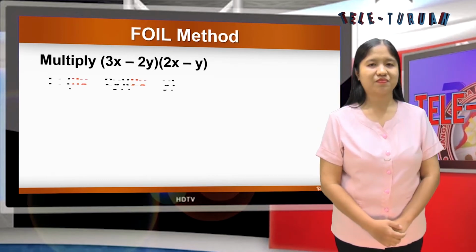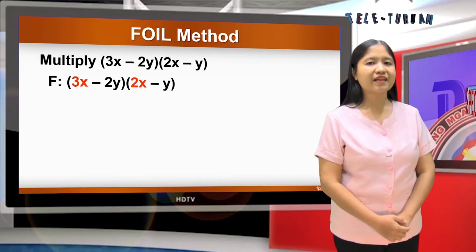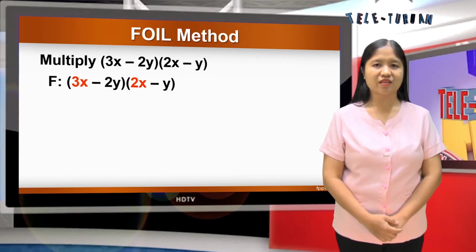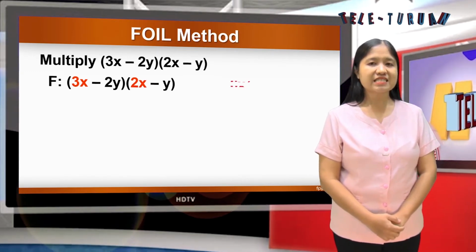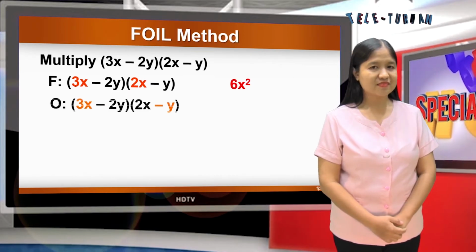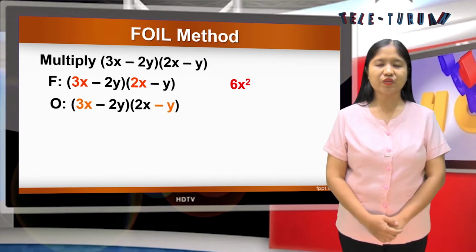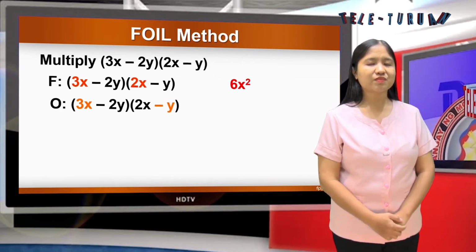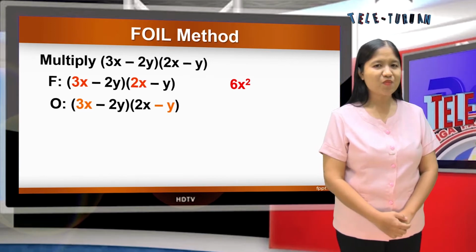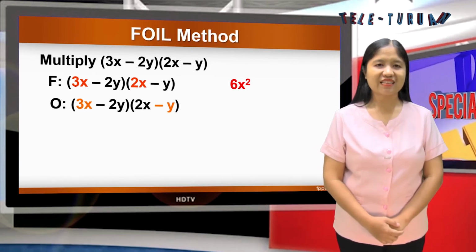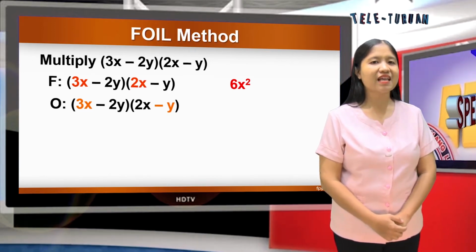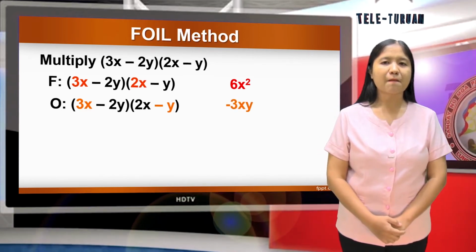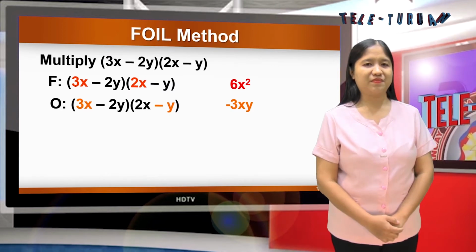That is correct. First, multiply the first terms. That is 3x times 2x, which is 6x squared. Next, multiply the outer terms. That is 3x times negative y. It will give negative 3xy.